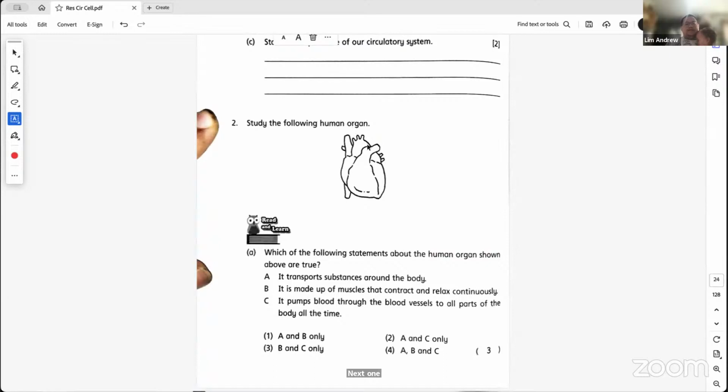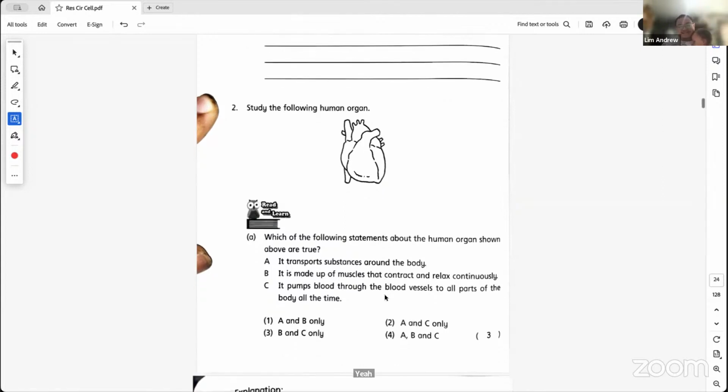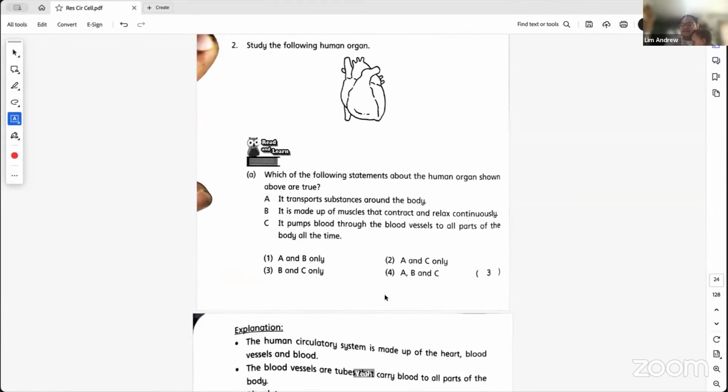So study the human organ. This picture is known as the heart. This heart is made of muscle that contracts and relaxes continuously. When it contracts and relaxes, it is pumping. And it pumps blood through the blood vessels to all parts of the body all the time. You won't find the heart resting. If the heart stops beating, we will all be dead. So our heart is a very hardworking organ that works day and night without fail. So please remember to take care of your heart, all right?